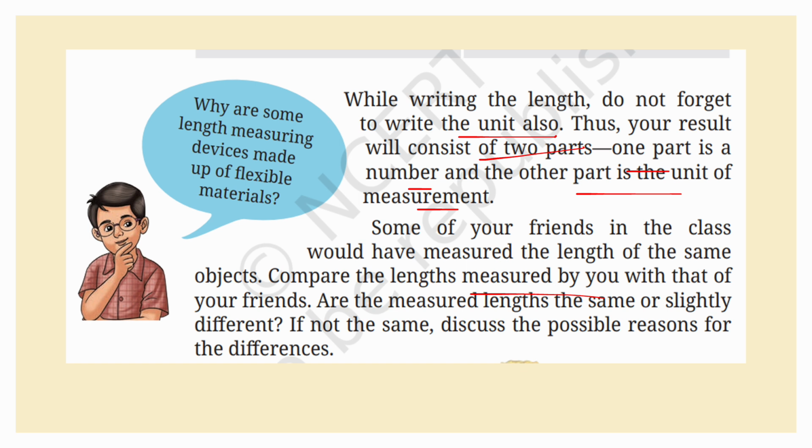Why are some length measuring devices made up of flexible materials? Because flexible materials are suitable for measuring objects that are not perfectly straight. Also, they are easier to carry around and store. They are often easier to handle, especially for young children.